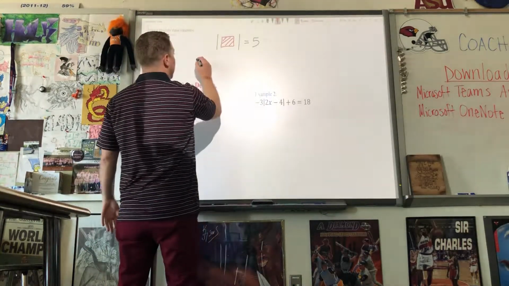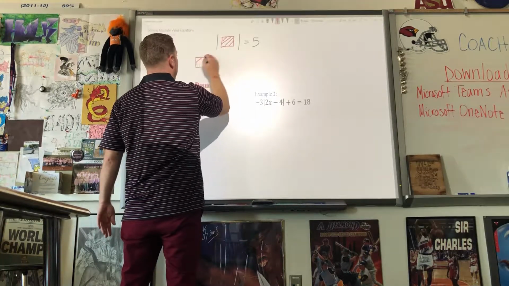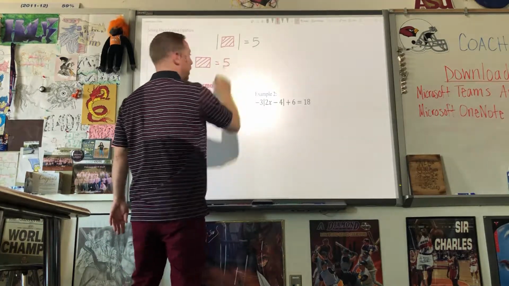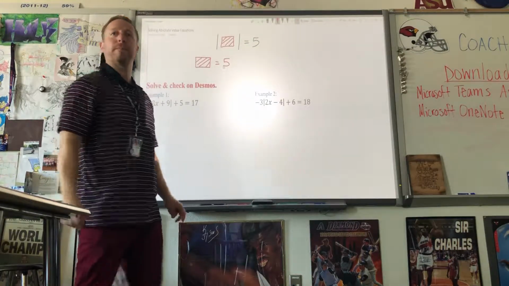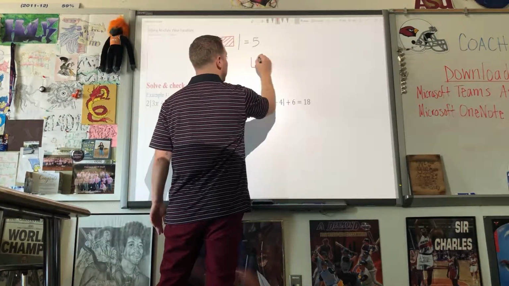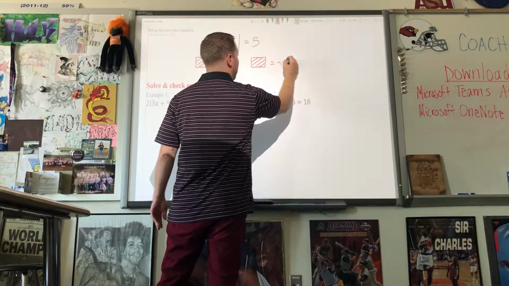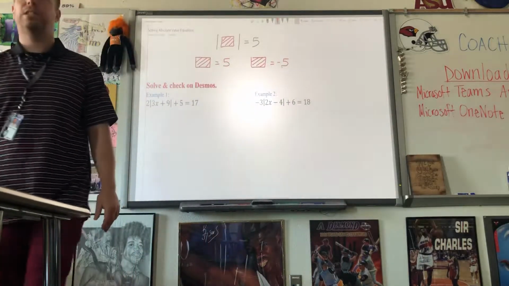So I like to write this visual out like this. Our red box can be equal to 5, that's a true statement. Our red box could also be equal to negative 5. That's a true statement based off of what we just said.